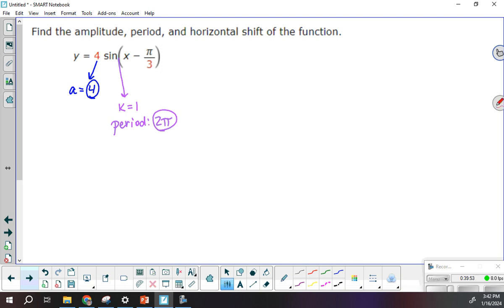And then this here is my phase shift or horizontal shift. Sorry, old habits die hard. I want to default to phase shift. Phase shift, horizontal shift, whatever, is pi over 3. Okay, that would be, if we were graphing it, to the right. Okay, phase shift is pi over 3. Hope that helps.